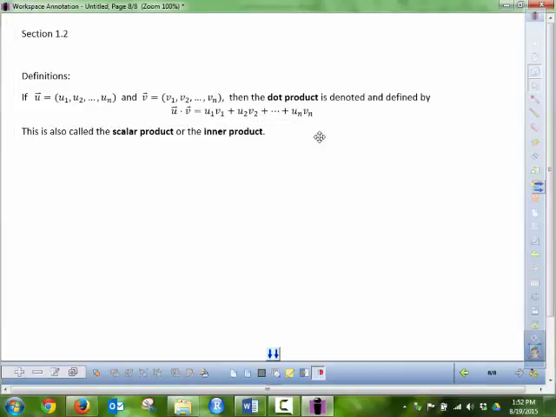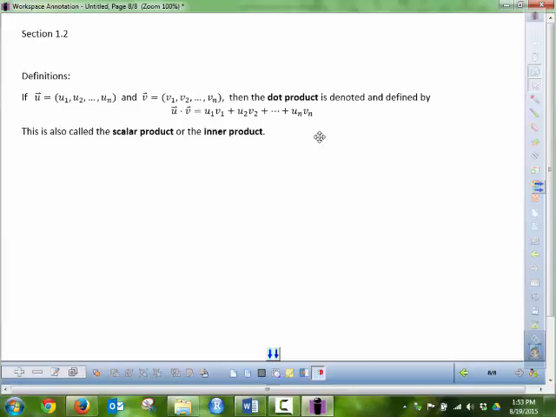So the dot product is our first multiplication between 2 vectors. We added vectors, we subtracted vectors, we scalar multiplied vectors, which is a scalar times a vector. But that's as far as we got. So now in terms of multiplication, we want to see how we can combine 2 vectors together. And this is our first way. Actually, in this class, this is our only way.